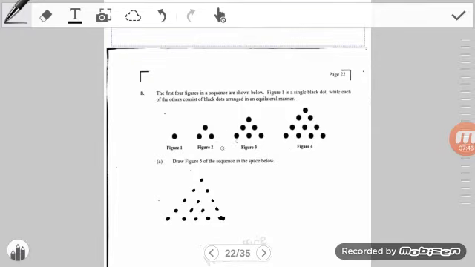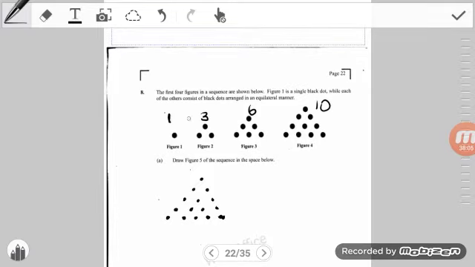This figure has 3 dots. This figure has 1, 2, 3, 4, 5, 6. And this figure has 1, 2, 3, 4, 5, 6, 7, 8, 9, 10. And this figure has 1. So 1, 3, 6, 10. Is there a consistent pattern between 1, 3, 6, and 10? Is there some sort of thing that's happening? I realized that from this figure to this figure we increase by +2. That's what I saw, +2.